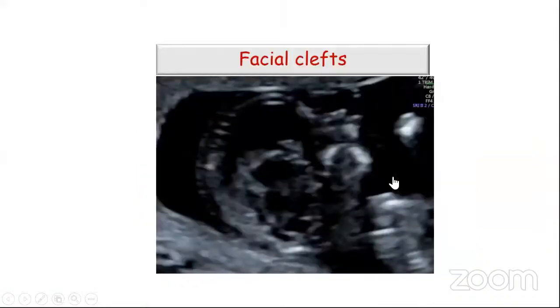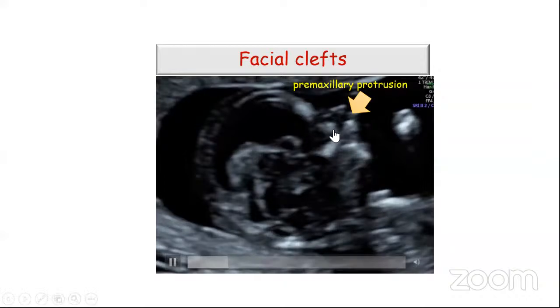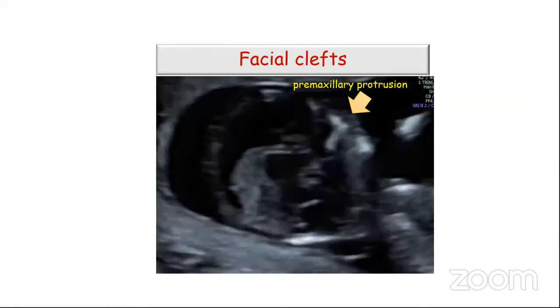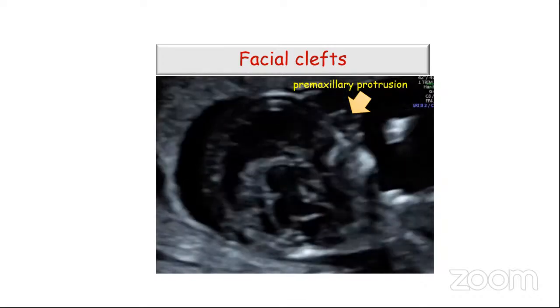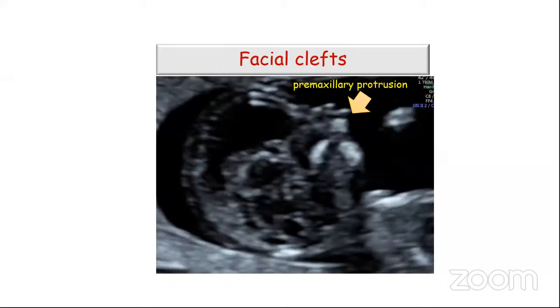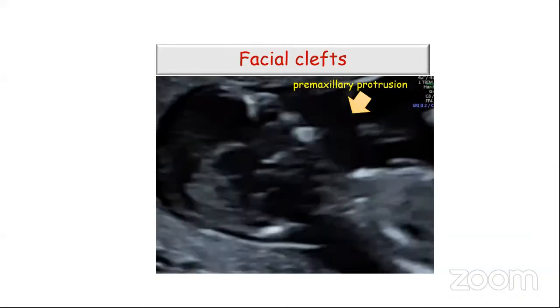Here we see there is a protrusion in the mid-sagittal section. This is the premaxillary protrusion. And this is seen in cases of bilateral cleft lip and palate because the small mass, the intervening soft tissue, is protruding forward as it doesn't have a support. So this is seen in facial clefts, especially bilateral clefts.